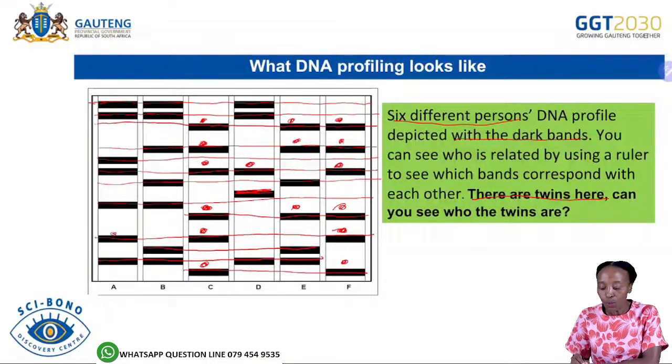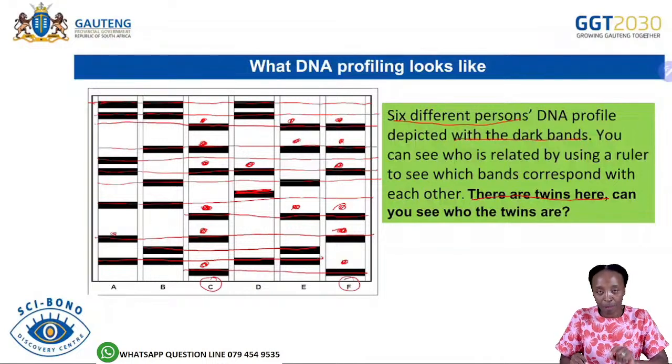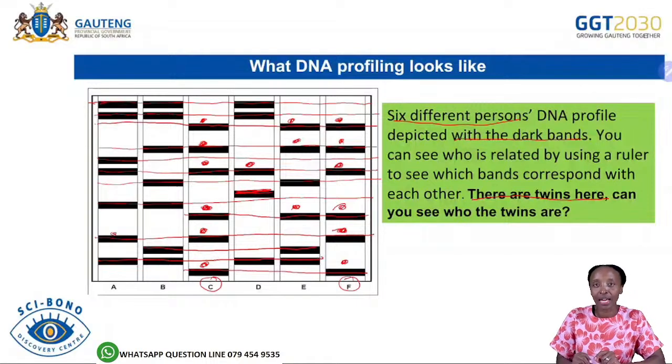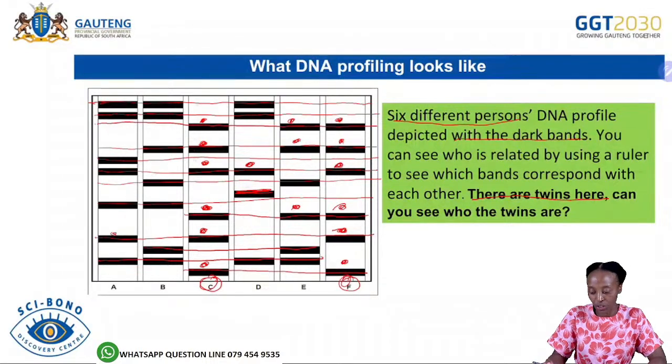So here, we can conclude that the twins in this DNA profile are person C and person F, because the bands that they have are found in the exact same location and they have the same number of bands. So we can conclude that the 2 that are twins are person C and person F, because their bands match. So that is how you are going to study the DNA profile.